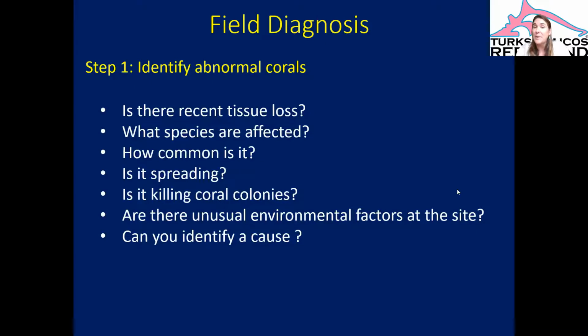And then, are there any unusual environmental factors at the site? Can you identify anything? And can you immediately identify a cause? For example, if you see a bunch of scraped up or mashed up coral, and then you see an anchor in the sand, well, then you have an immediate cause and effect relation there.